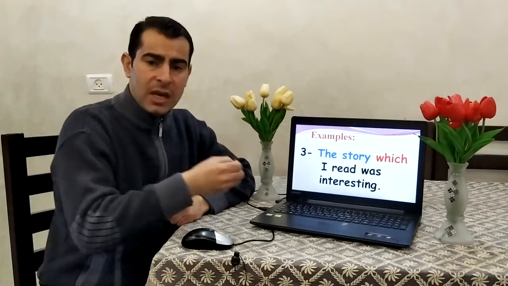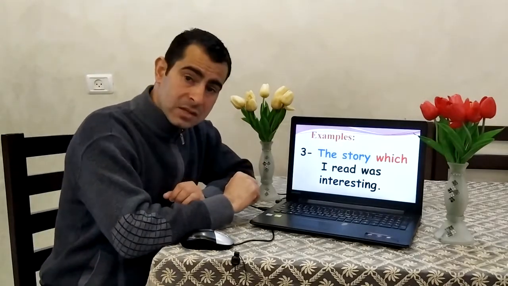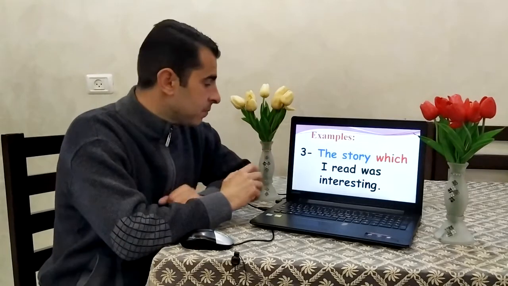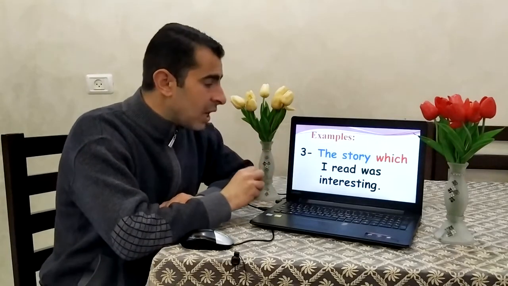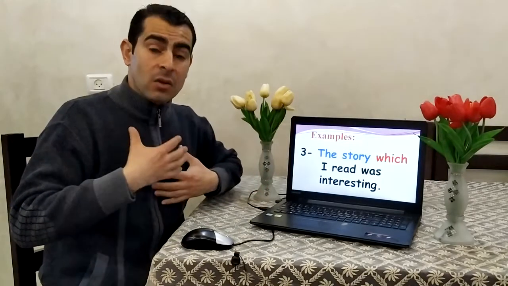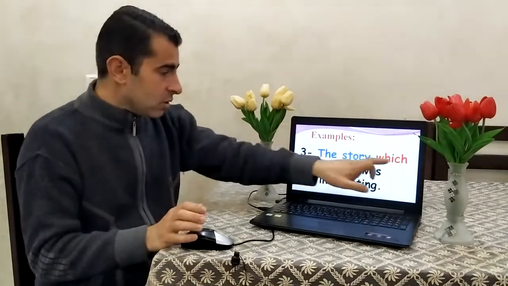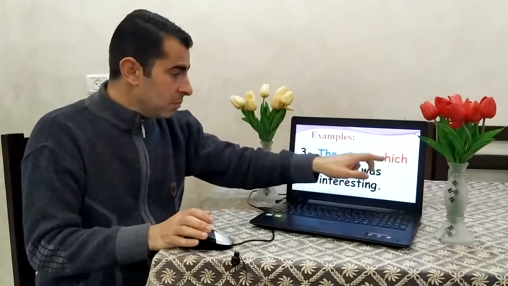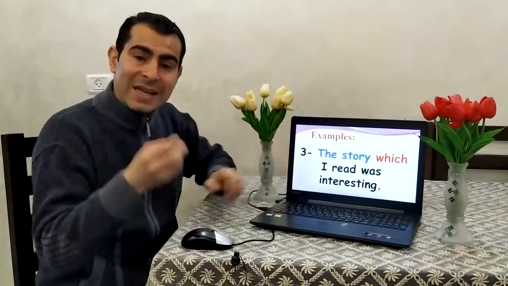About animals or things. This is a building, this is a cat, this is a car, this is a bag, and so on. So, let's study these examples together to see how we use which in sentences to talk about animals and things. The story which I read was interesting. Which story? The one which I read. So we have used which because the story is a thing.